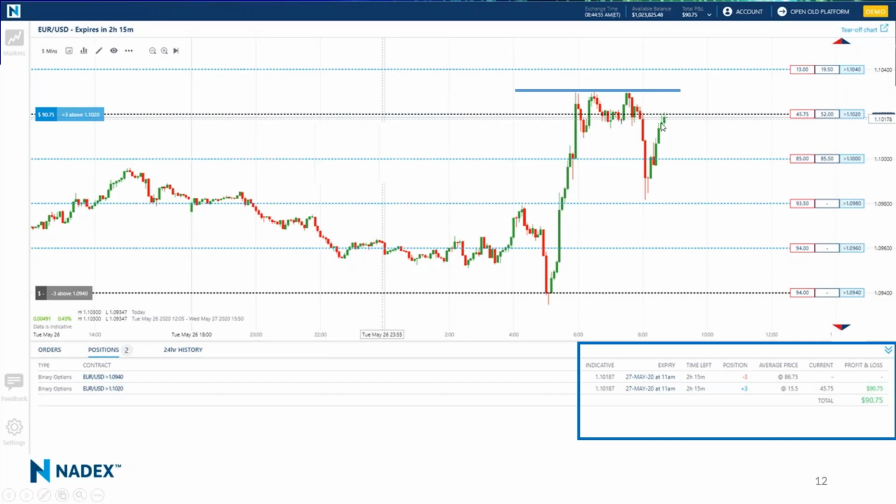I don't necessarily, even though I left 3 to run, maybe if it's sitting up here, I just let them go. But in this case, I might choose to manually close this out. Something to think about, right? I'm up $90 right there on those 3 contracts. This is with 2 hours and 15 minutes left.